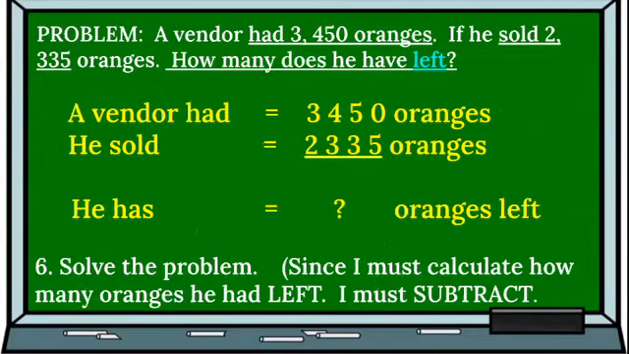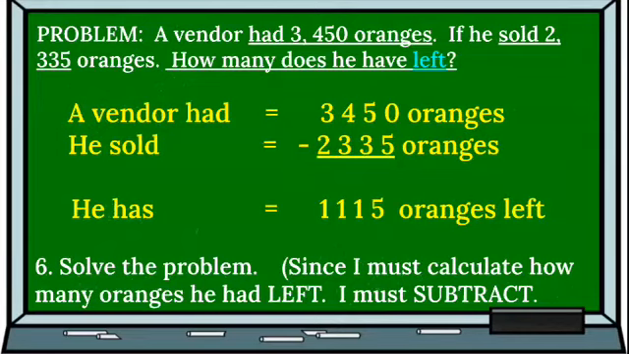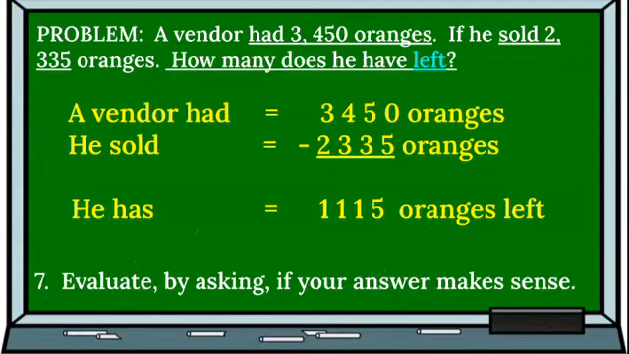Now we have to solve the problem. Since I must calculate how many oranges he had left, I must subtract. So I'm going to subtract how many he sold from how many he started with, and when I subtracted, I have 1,115 oranges left.